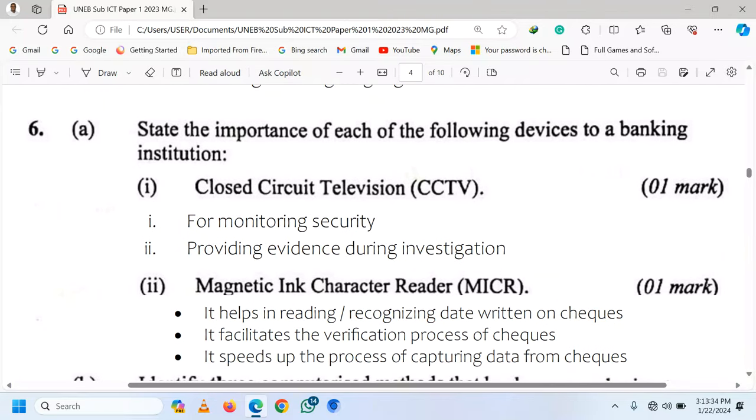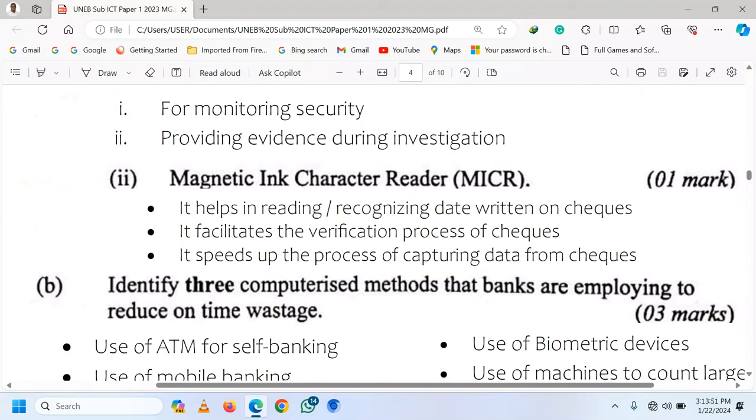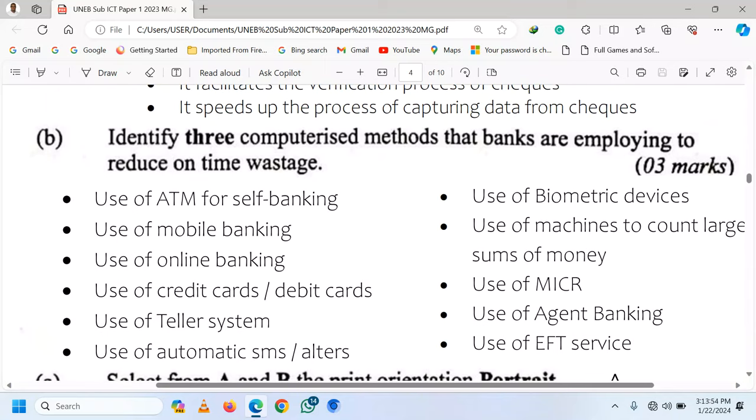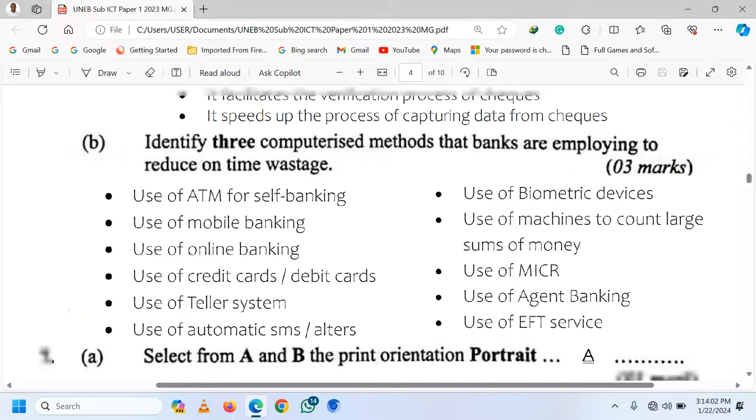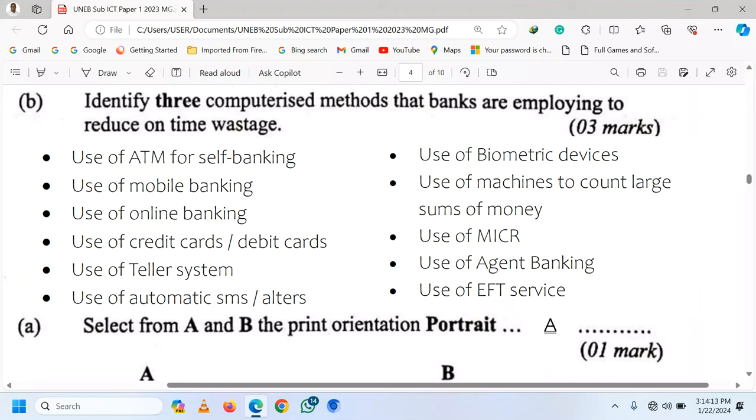Number six is asking to state the importance of each of the following devices to a banking institution. The CCTV, the right response is there. The magnetic ink character reader, MICR, the responses are there. Then part B is looking at identifying 3 computerized methods that banks are employing to reduce time wastage. These are some of the responses: use of ATM for self-banking, use of mobile banking, online banking, etc, as you can see them listed here.